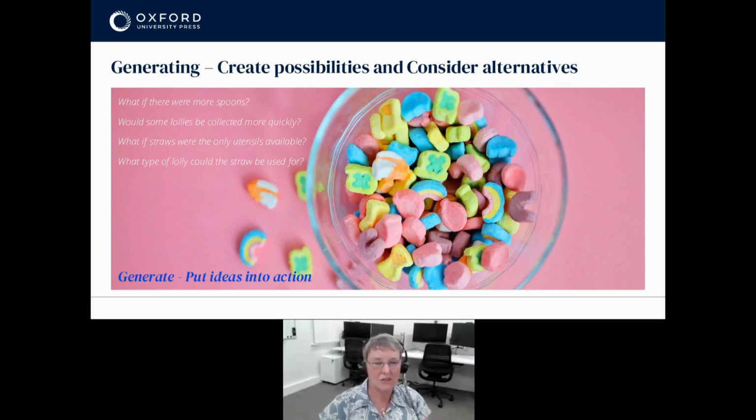What if the straws were the only utensils available? Or what type of lolly could the straw be used for? So which animal was more likely to get food in that way? So we're talking about evolution in this case. So by doing something more than once and asking what if, changing something, students are transferring their knowledge, but they're also thinking of alternatives and going back to those core principles. We want to engage their cognition. We want them to think, and that's the whole point of critical thinking.